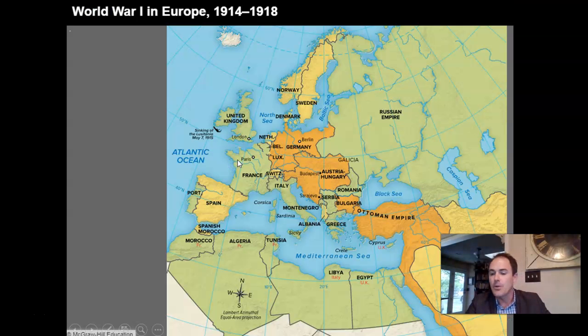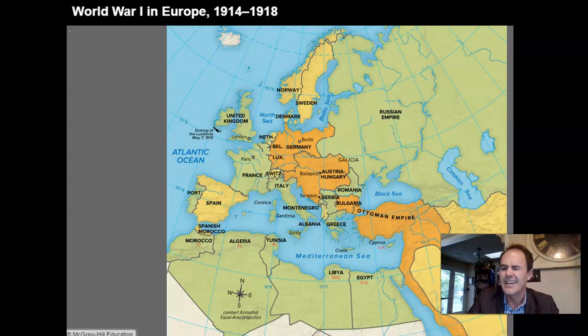So let's go back. Remember, we started this unit called the World at War with World War I, 1914 to 1918. Remember, that is a war primarily between Germany, Austria-Hungary, the Ottoman Empire. You see here the Triple Alliance. Triple Entente.